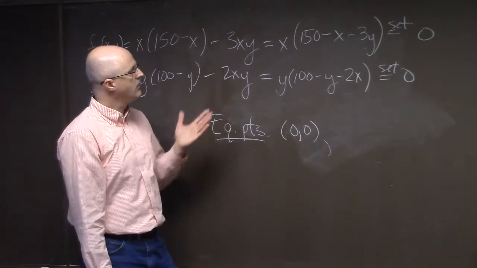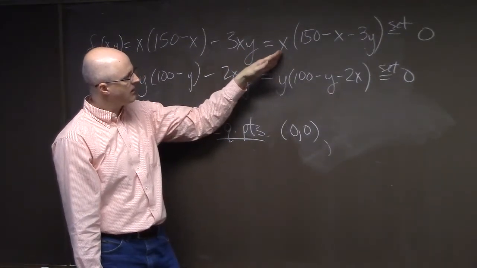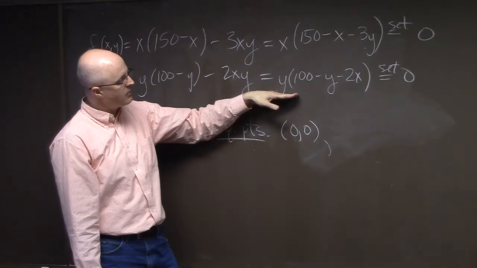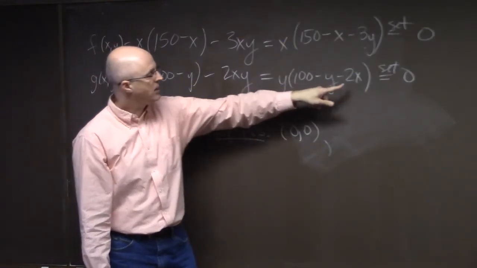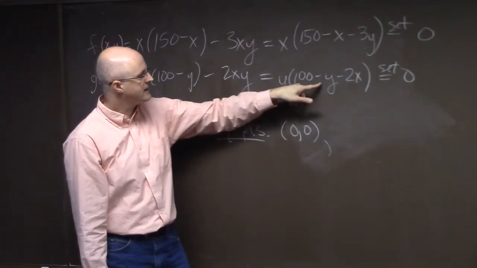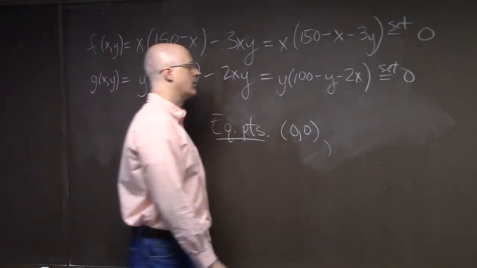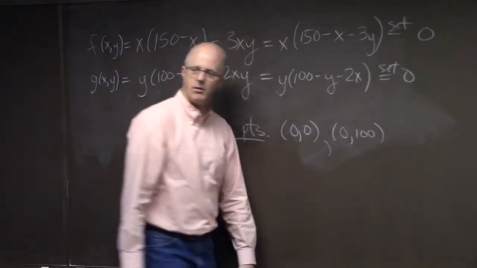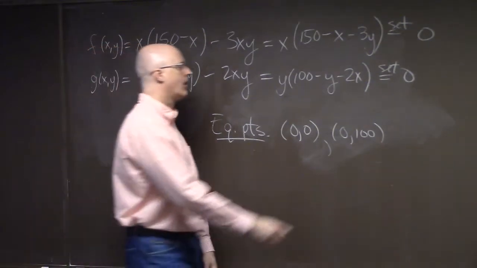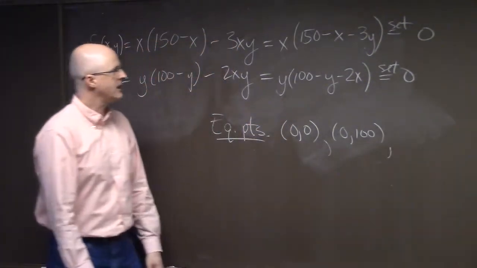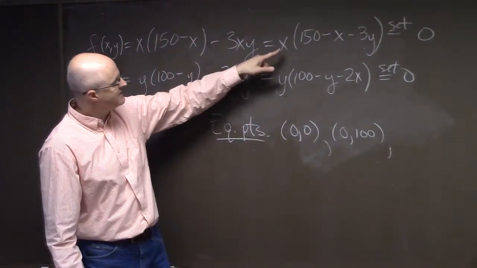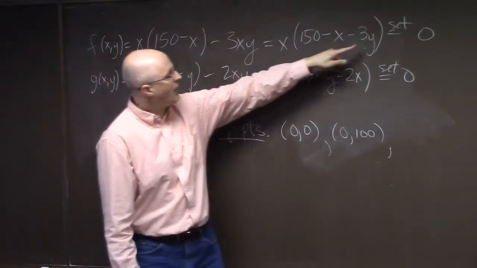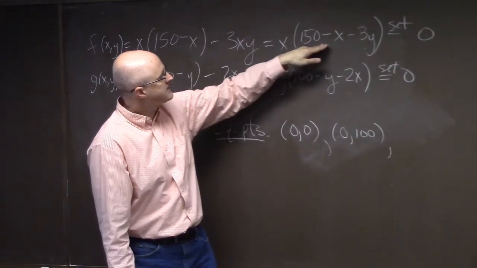If x is 0, the top equation will be 0. And y doesn't have to be 0 to make the bottom equation 0. It could be 100. If you plug in x equals 0 there, you get 100 minus y. That will be 0 in that case when y is 100. So 0, 100 is an equilibrium point. If y equals 0, that makes the bottom equation 0, but the top equation doesn't, in the top equation, x doesn't have to be 0 to make it 0. If y is 0, then this part will be 0 when x is 150.